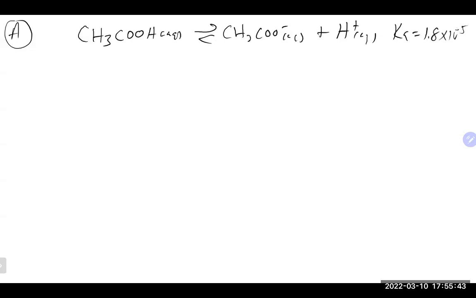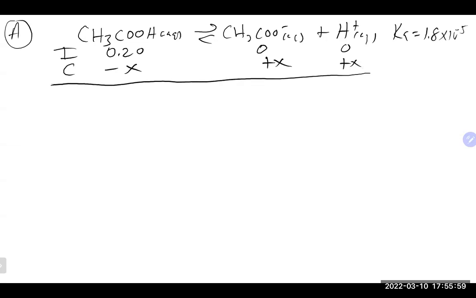That means we do need to do an ICE table here. The initial concentration was 0.2, correct? So that is 0.2. We'll have 0 and 0. Change would be minus x, plus x, and plus x. That means at equilibrium here, we get 0.2 minus x, x, and x. Any question about the ICE table there?